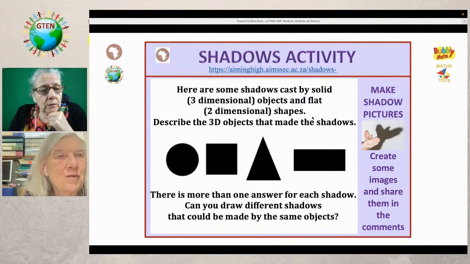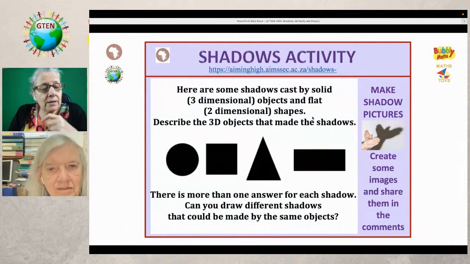Yes, that's right. So one shape could make more than one of these shadows. And similarly, the disc there could be the shadow of a cylinder or a ball. Or a sphere. And the rectangle could also be the shadow of a cylinder that's lying on its side. There are lots of possibilities. And of course you can do it.